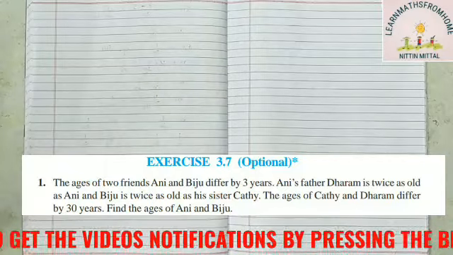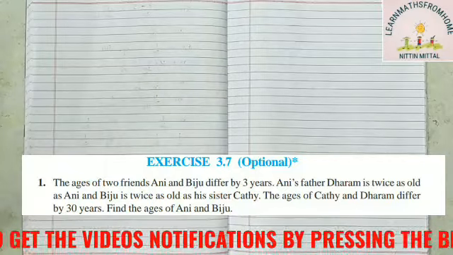Now how to proceed with the question? Let us do the supposition. So exercise, we are starting 3.7, question number 1. Let Ani's present age be x years and Biju's present age equal to y years. It will be easy to proceed in the question after the supposition.